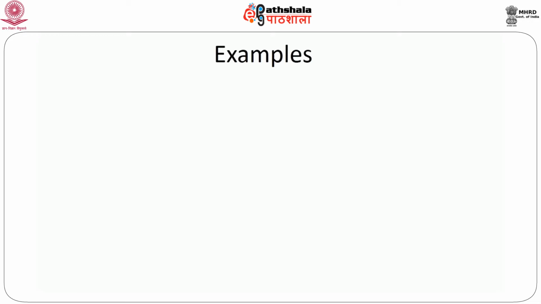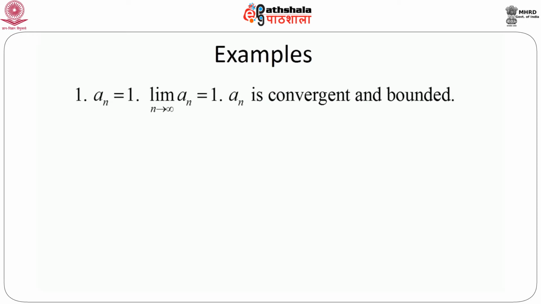The next example is a very simple one. Let's call an equals 1. That means for every value of n, like n equals 1, 2, 3, etc., an always takes the value 1. So naturally, as n goes to infinity, an goes to 1. So we can say that the limit of an would be 1 when n goes to infinity. So we can say that an is convergent and bounded. That means it converges to 1.